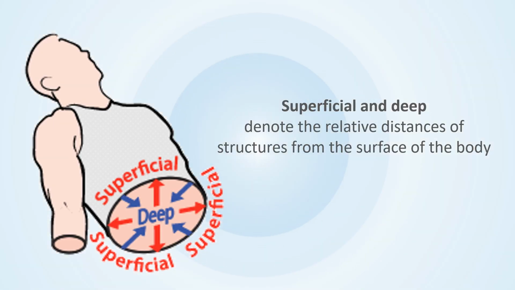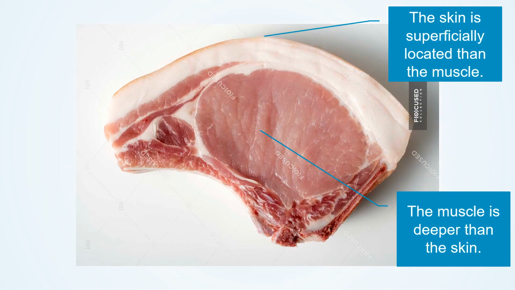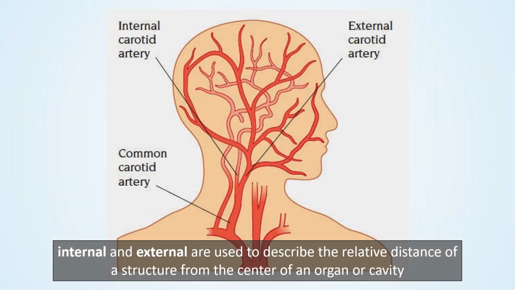Some additional terms. The terms superficial and deep denote the relative distances of structures from the surface. So let's use a pork chop as a reference to help you remember. The skin is more superficially located than the muscle, and you can say that the muscle is deeper than the skin. The terms internal and external are used to describe the relative distance of a structure from the center of an organ or a cavity. So for example, the internal carotid artery is found inside the cranial cavity, and the external carotid artery is found outside the cranial cavity.